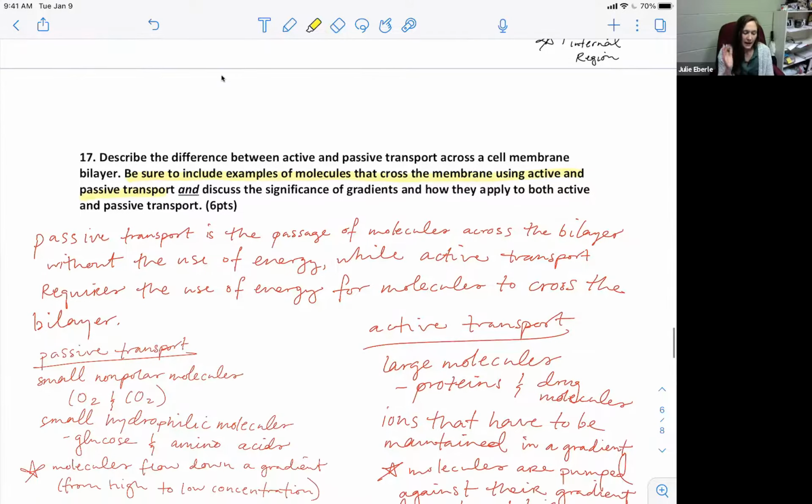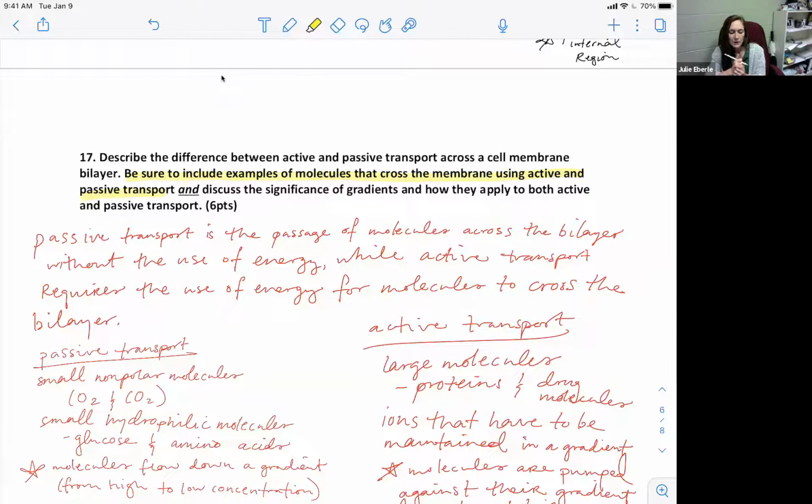So passive transport, most everybody aces. Passive transport does not require energy. Active transport does require energy. Most everybody got that. And then a lot of people gave me great examples. You could have said small hydrophilic molecules use passive transport, small nonpolar molecules, carbon dioxide, oxygen, use passive transport. You could have said molecules like glucose, amino acids use passive transport. Active transport is a lot of different types of ions, okay?